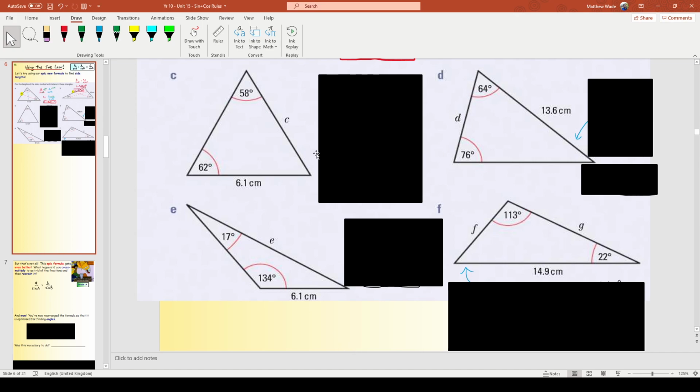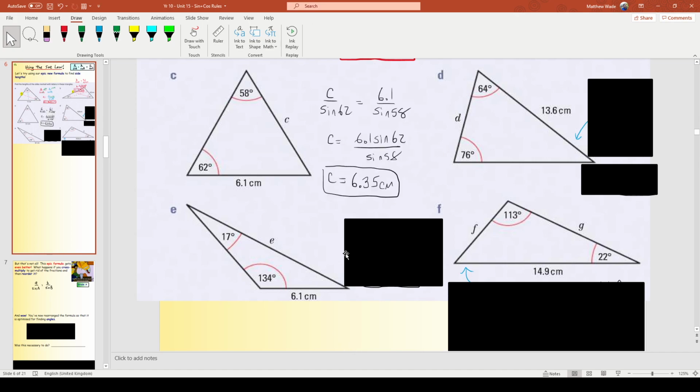Okay, and you're back. So I hope that it worked out okay. 6.35 on the first one, so just writing it out, no problem at all. The C was over the 62 because they were opposite, and the 6.1 is over the 58 because they were opposite. It's always sensible to put the variable one first, just because that will leave the letter on the left, which makes it all the more easy for us. That's how we're used to saying it.